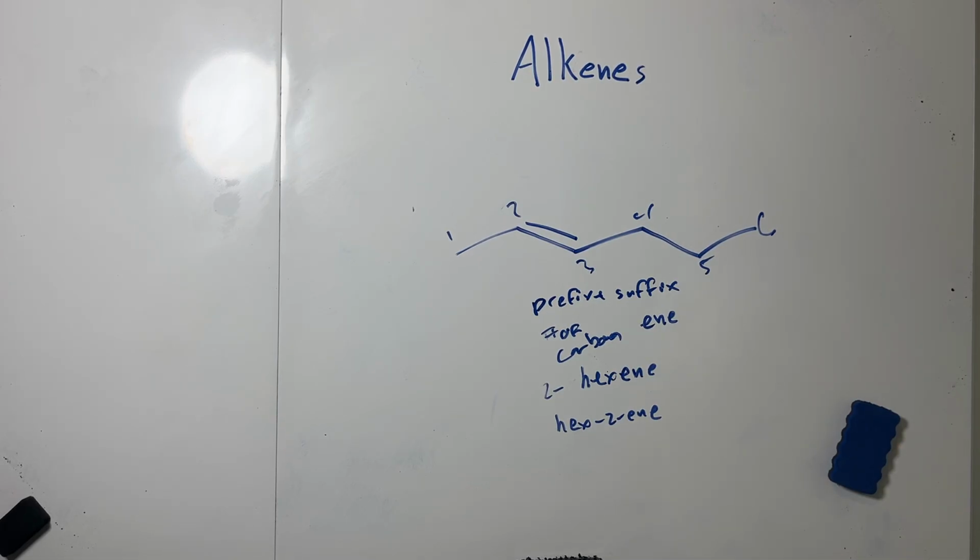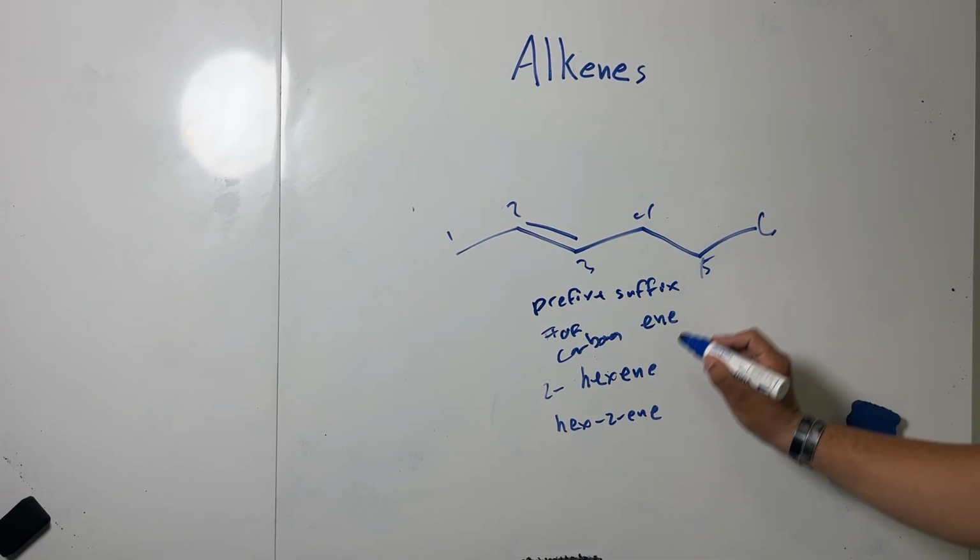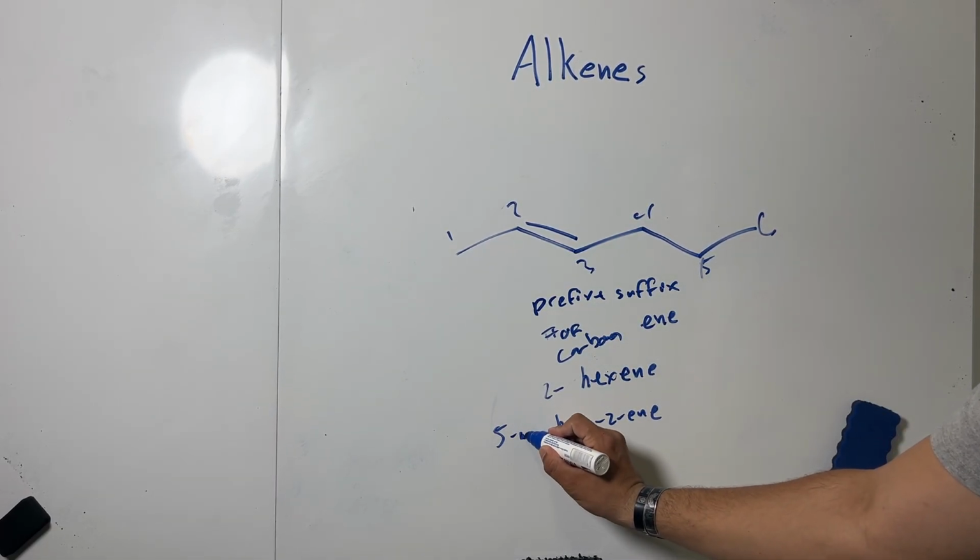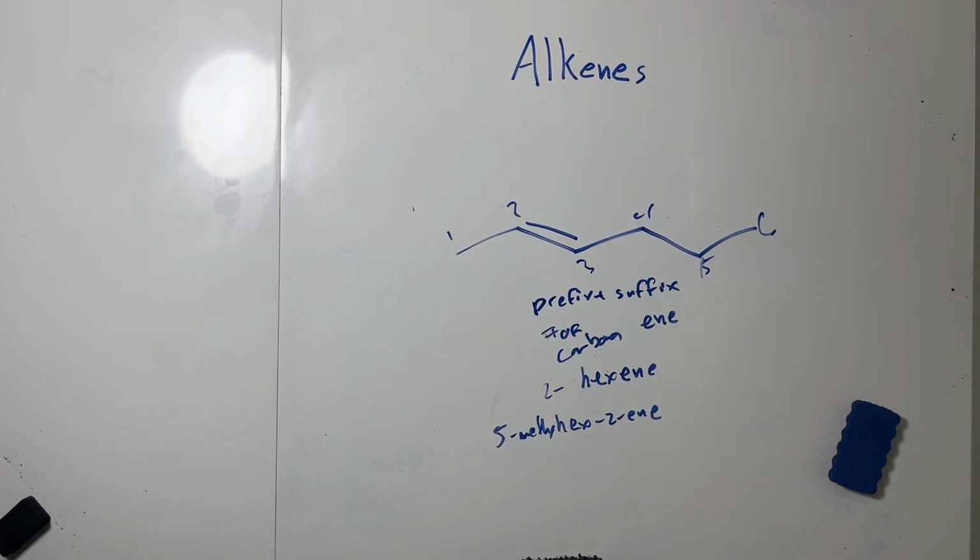So now, what do we do if there's a substituent on here? Well, we name it the same as if it was an alkane. And so say there was a methyl group here at the 5 position, that would be 5-methylhex-2-ene or 5-methyl-2-hexene.